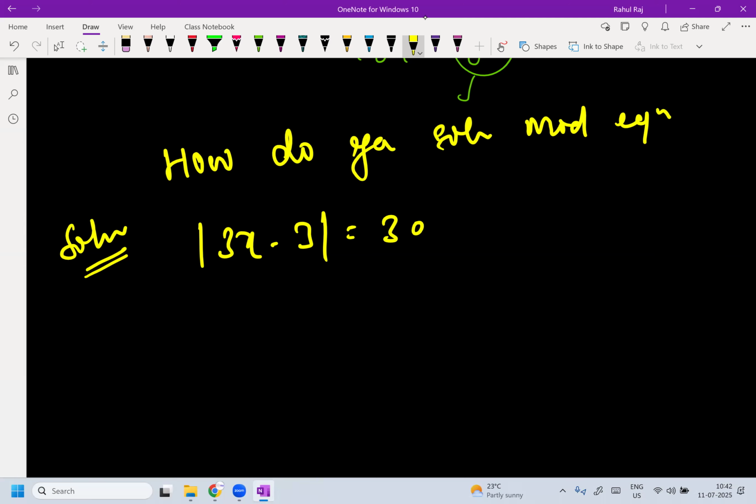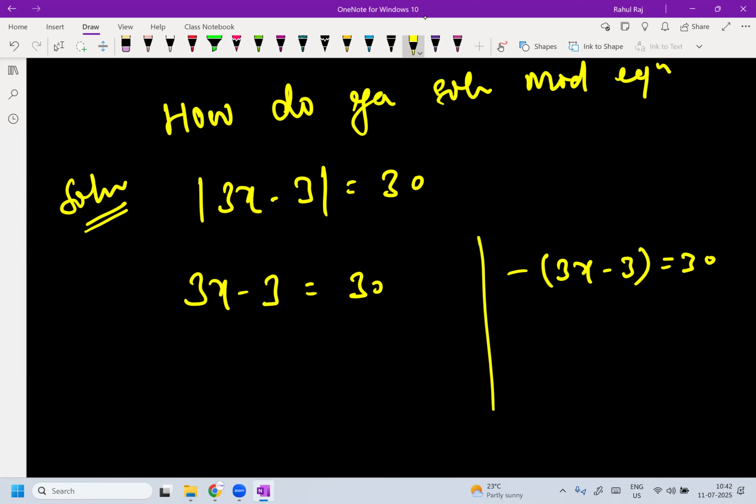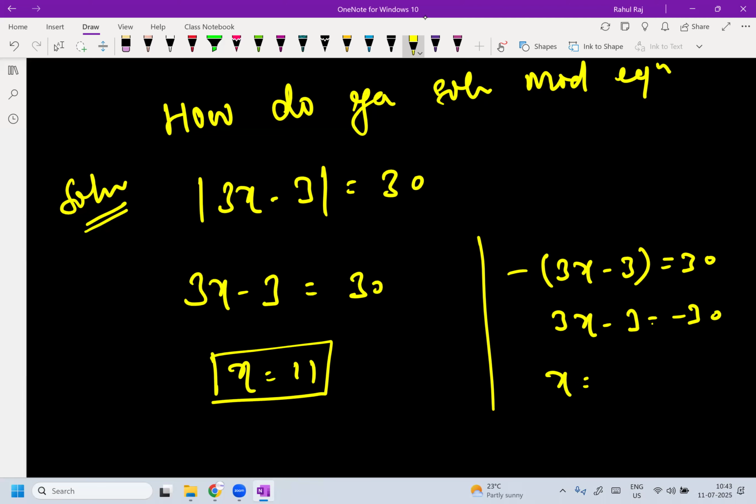So the way you solve is simple, Shweta. 3x minus 3 is equal to 30. Should I explain what I've done? Simple, no? Minus of 3x minus 3 is equal to 30. That is nothing but I'm getting 3x minus 3 is equal to negative 30, right? So in this case, x is what, Shweta? 11. And in this case, x is equal to negative 9. The point is simple, Shweta.